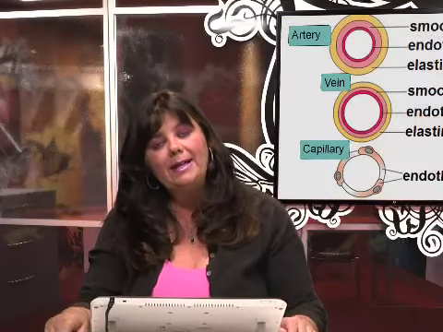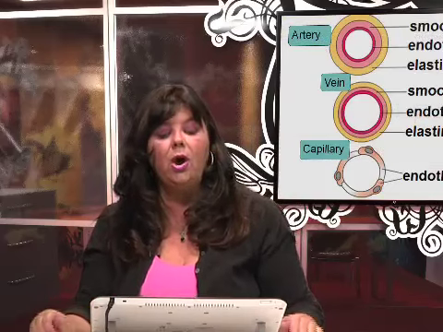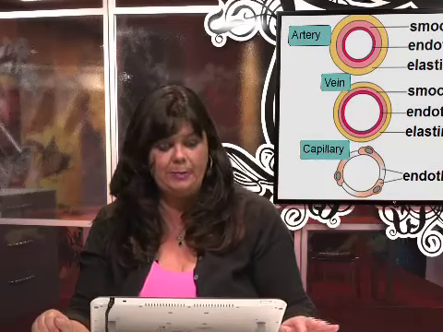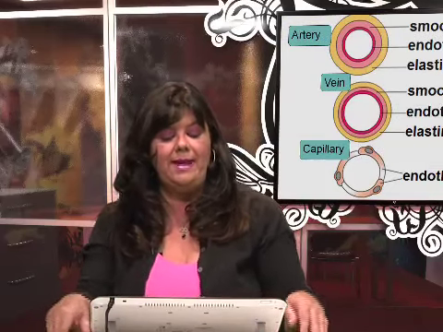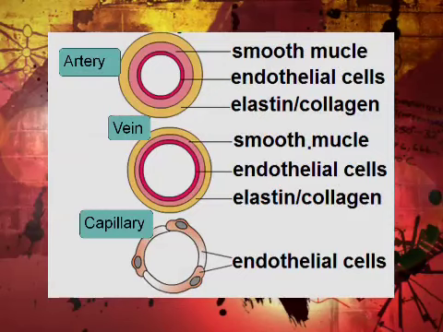Now, if we had to have a look at a cross-section of an artery, a vein, and a capillary, we would see that although the structure of arteries and veins is very similar, the wall of the artery is much thicker than the wall of the vein, whereas the lumen, that's the inside of the artery, is smaller than the lumen, or the inside of the vein.